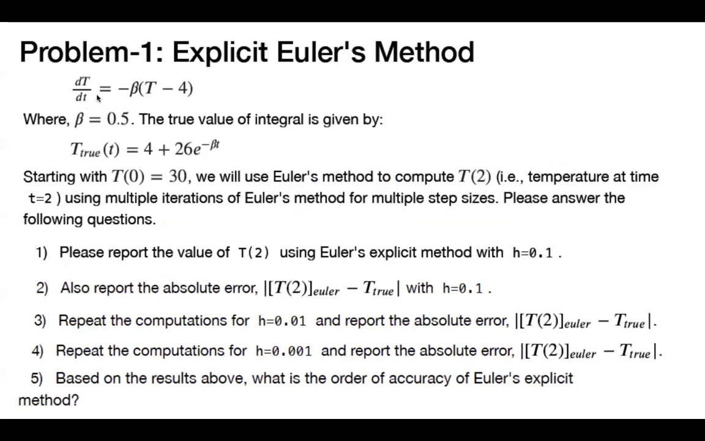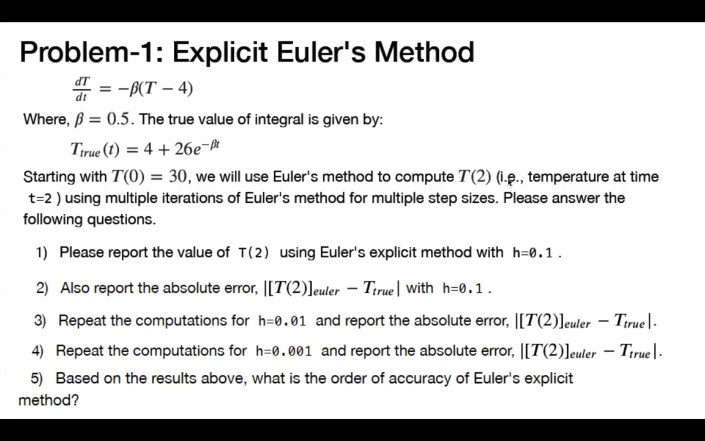Here the function we are looking at is dT by dt is equal to minus beta times (T minus 4). That is change in temperature with respect to time. Beta is a constant which is 0.5. And this is the true function. If you're doing it analytically, if you are integrating this, this is the function that you get. The initial value is at time t equal to 0, your temperature is 30.